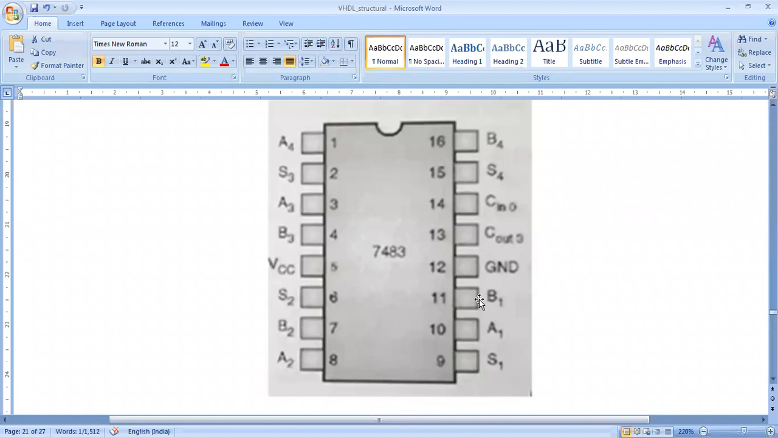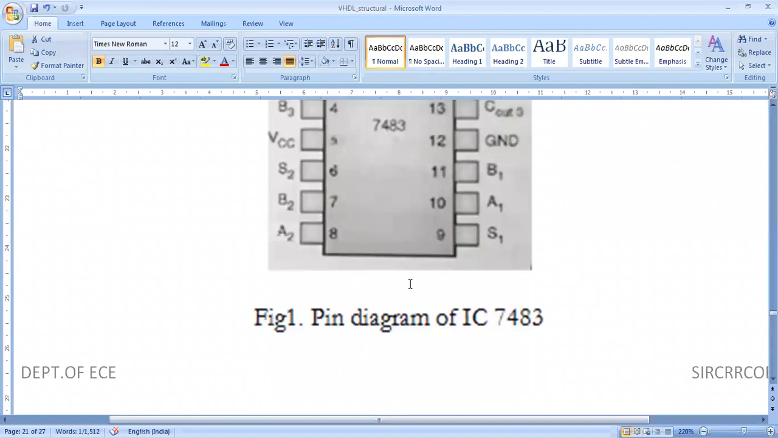Now let us move on to the VHDL code. Before we start writing the VHDL code, what do we have to consider? We have to take the entity of that VHDL code. What is an entity? Entity is the model which is going to be designed. Now we are going to design the 7483 4-bit parallel adder.